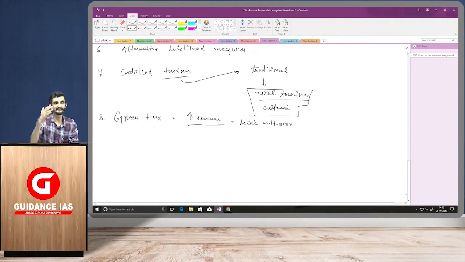So you can write these issues in the first part, which will comprise 35 to 40% of your answer, and then the major part, which is 60 to 65%, to the ways in which it can be restored.